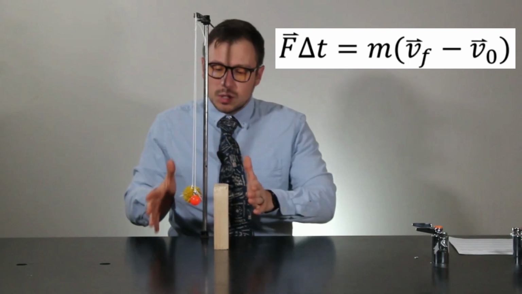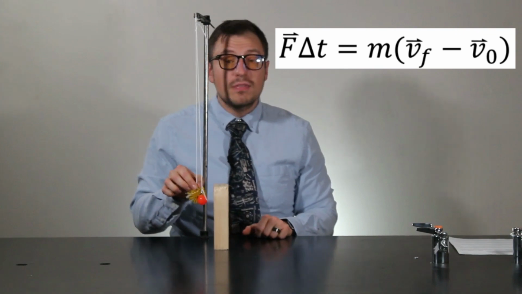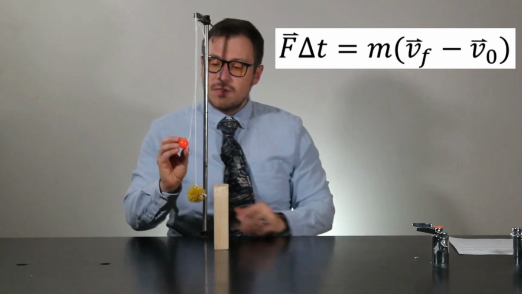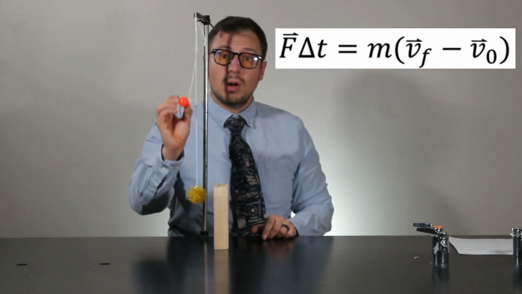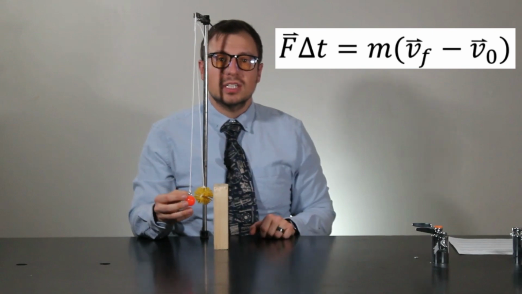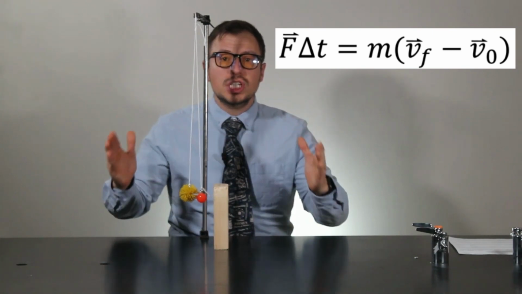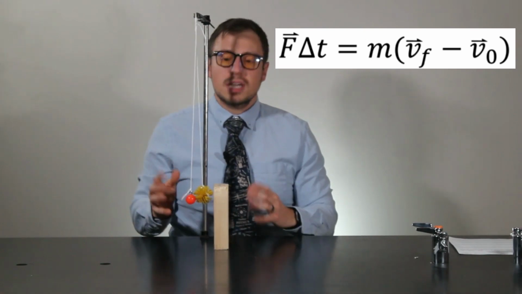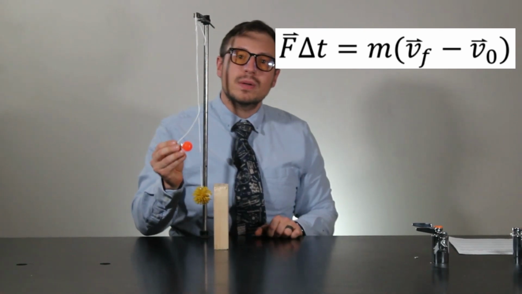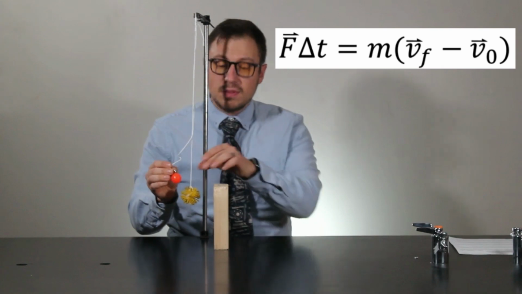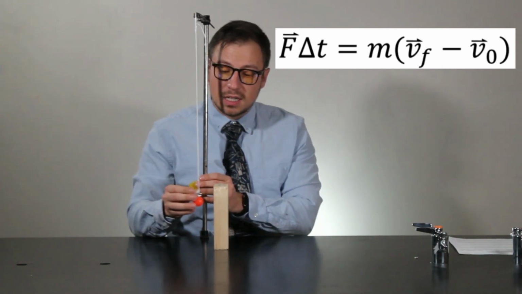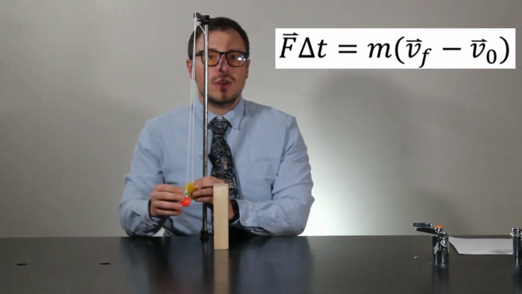So they hit the block of wood going at the same velocity. However, the final velocity for that koosh ball was 0. The final velocity for this bouncy ball was in the opposite direction. It was negative, so there's a larger change in velocity for this bouncy ball. Assuming that they're the same mass, this bouncy ball is going to have a larger change in momentum. Even though they have the same mass, it had a larger change in velocity because not only did it stop, but it went a different direction.